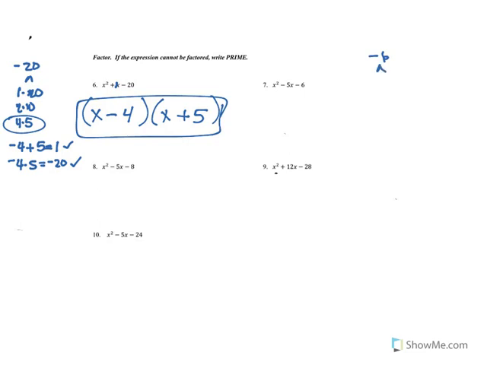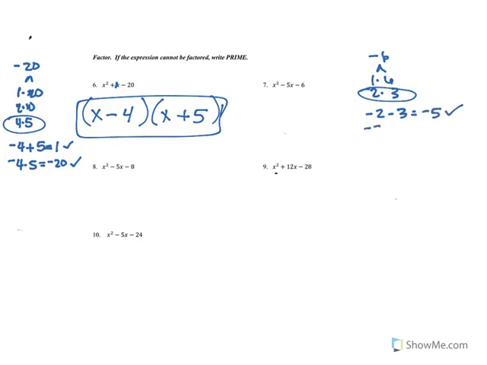All right, number 7. Factors of negative 6 that give a negative 5. So factors of 6: 1 and 6, 2 and 3. So let's do 2 and 3. 2 and 3 can give us 5. So if we do negative 2 minus 3, that gives us negative 5.